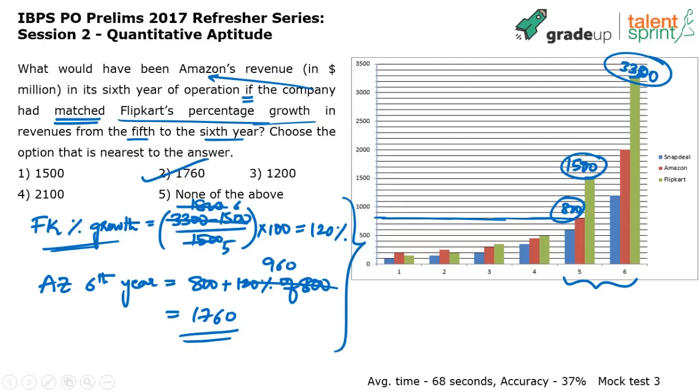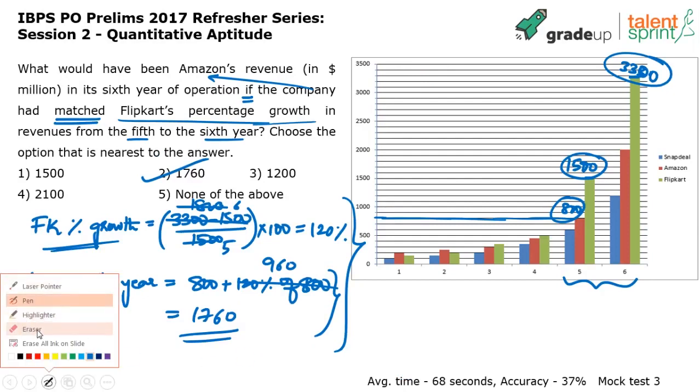Getting it? Again, cut down the number of steps. Don't put everything on paper. You can easily understand that a 120% growth on 800 would mean it will become 1760. So I think this step can be cut down. You don't have to put it on paper. There's one more way to look at it. If you don't want to do all this percentage-based calculation, this is a conventional method.